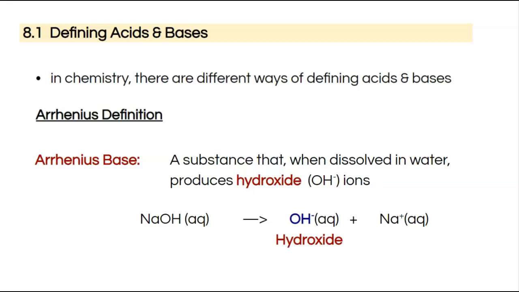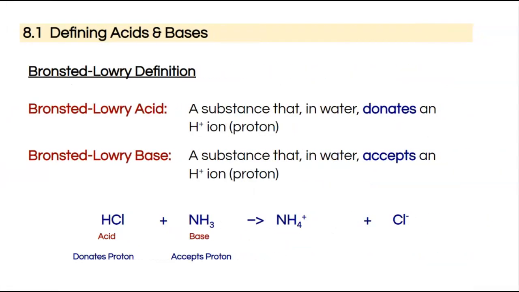However, there are other definitions that are worth considering and are extremely helpful when we're considering equilibrium systems. So I want to review with you the Bronsted-Lowry definition. A Bronsted-Lowry acid is a substance that in water donates a hydrogen ion, which I will refer to as a proton, whereas a Bronsted-Lowry base is a proton acceptor.